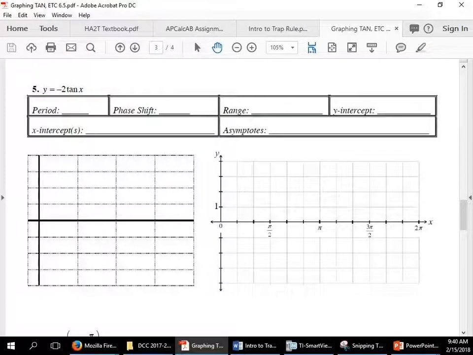Tangent. All right, we're graphing tangent. The only thing that's happening in this tangent is this -2. Now the negative is going to flip it, and the 2 is going to stretch it vertically. But I'm going to get you guys in detail how to graph a tangent.